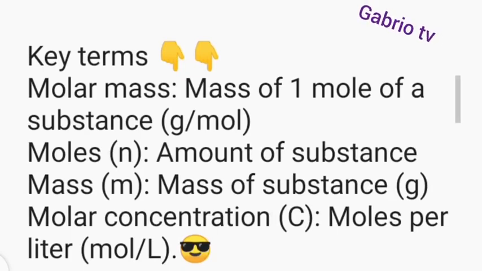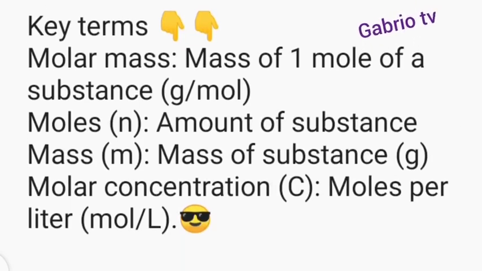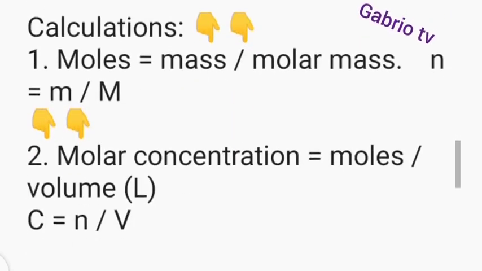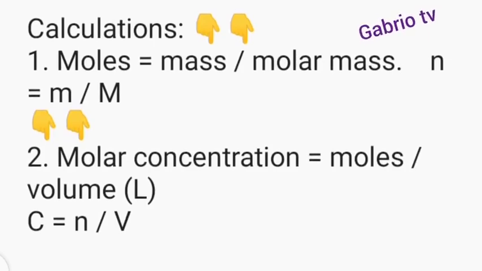But if you are talking about mole, there are some key terms we need to know, like the molar mass, that's the mass of 1 mole of the substance in gram per mole. The mole itself is n, which is the amount of substance or amount of particles in a substance. Then, as we have mentioned, molar mass, mole, then the mass of that substance. Then we also have molar concentration. Molar concentration equals mole per liter, and so that is some of the things we need to know about the mole.